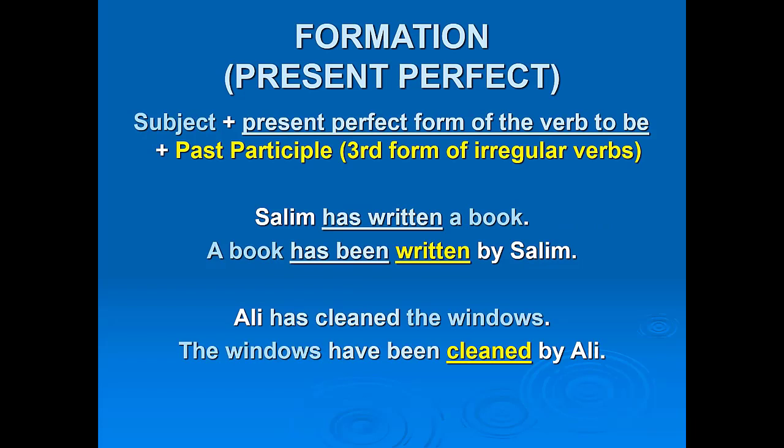Let's move on to the present perfect. Of course, in the present perfect active voice sentence, you have have or has plus PP. To change them, you have to use have or has plus been plus PP. So here you have a sentence, Salim has written a book, has been written by Salim. So Ali has cleaned the windows, the windows have been cleaned by Ali.